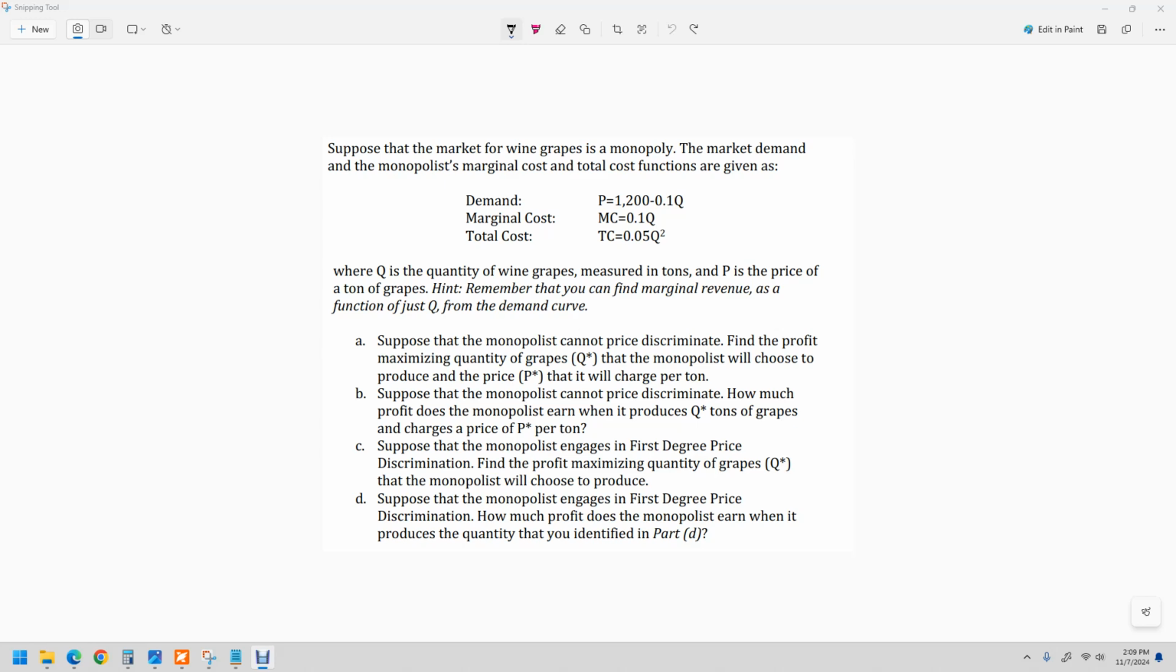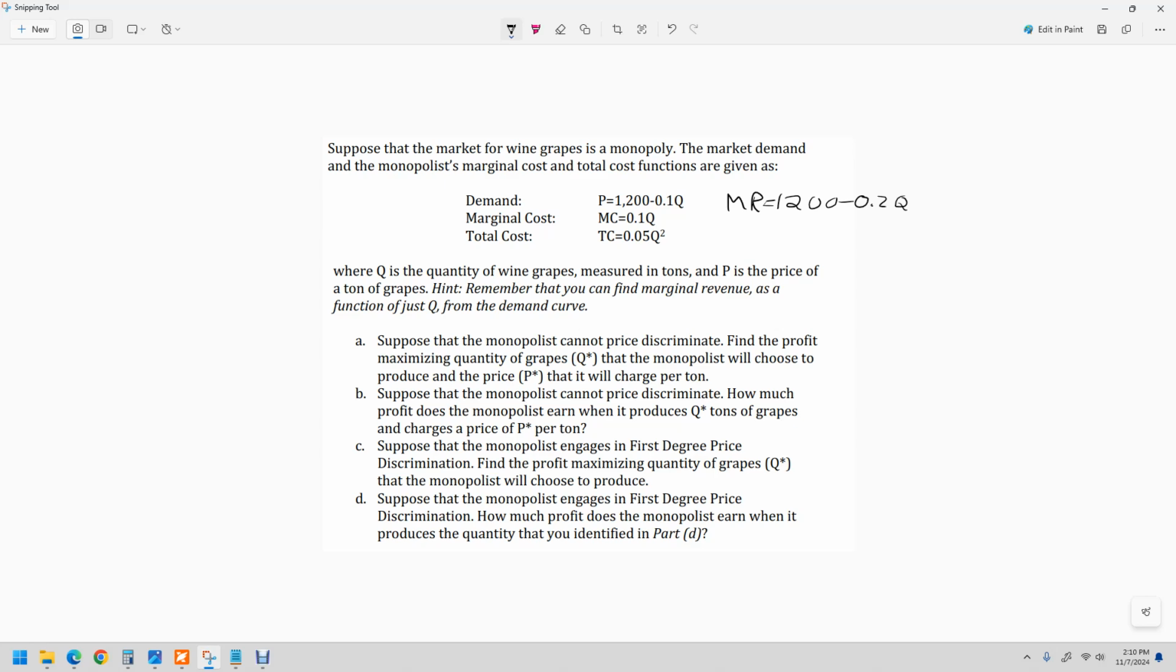So what that means is that MR is really whatever your demand function is, and then if you multiply the slope by 2 on a linear demand function, you get the marginal revenue. So it's like a trick that you can use. So it'd be 1200 minus, it's 0.1 times 2, so that turns it into 0.2Q. In some of my other videos, I've got the derivative practice on how to get that. But in this problem, we're just going to use the trick.